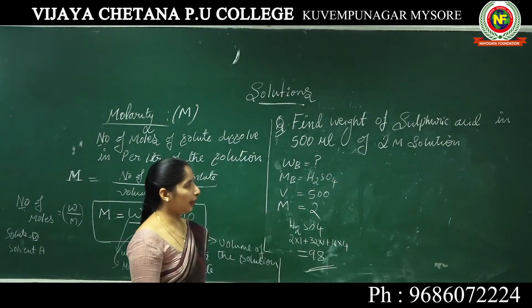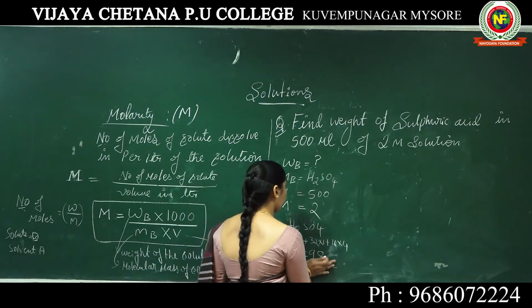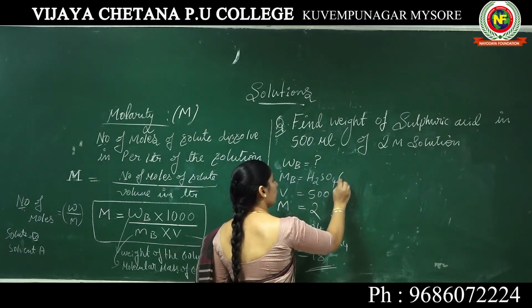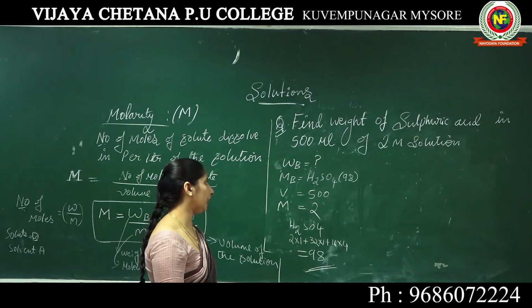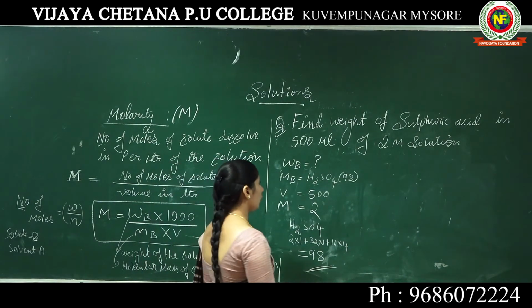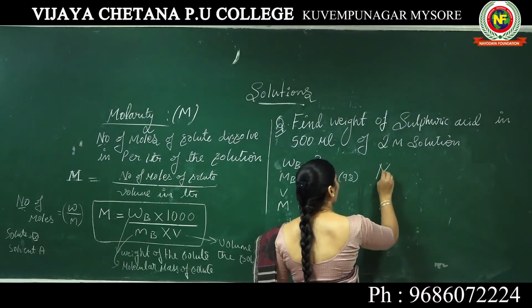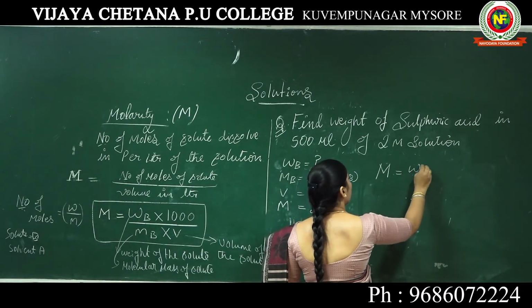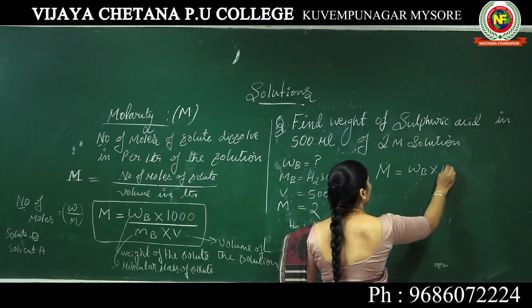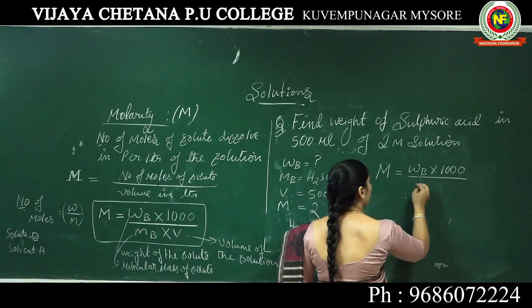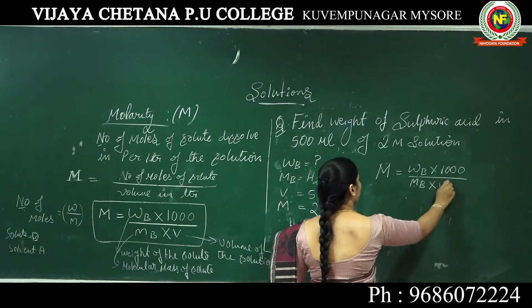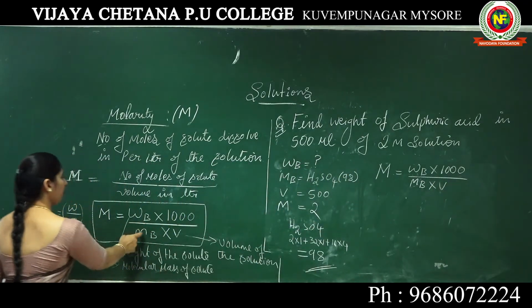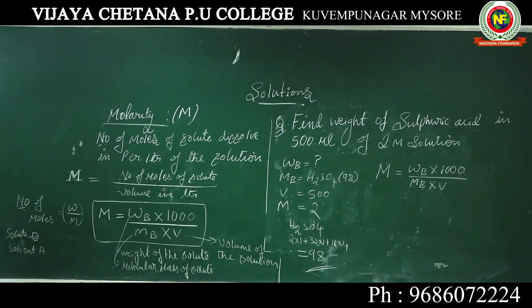Totally 98. So this is about the molecular mass of what? H2SO4. The molecular mass of H2SO4 is 98. So now write the equation to find out the molarity. M equals WB into 1000 divided by MB into V. Same equation.